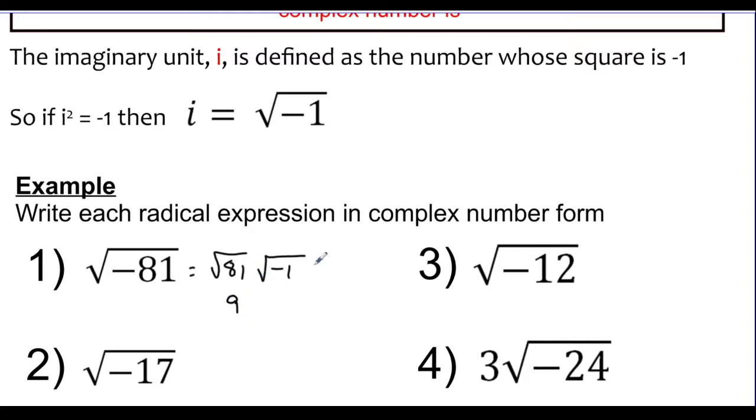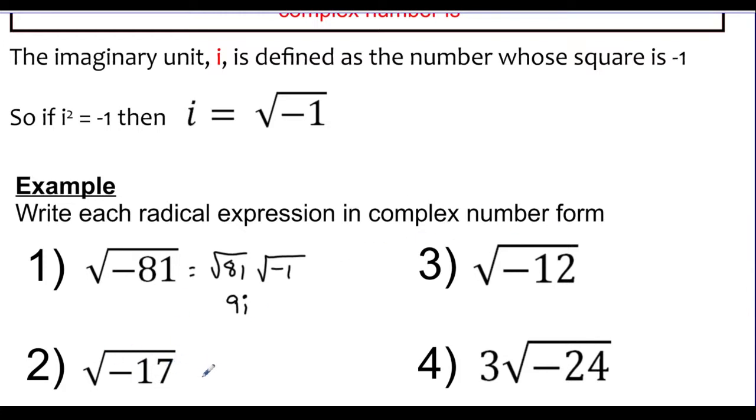I can't do the square root of negative 1, but I can replace the square root of negative 1 with an i. So I'm going to call the square root of negative 81 9i. Okay? 9 times the square root of negative 1, and that's the best I can do. So we're going to be able to simplify these negative radicals. Before we couldn't, now we can. Okay? So let's take a look at a couple more.